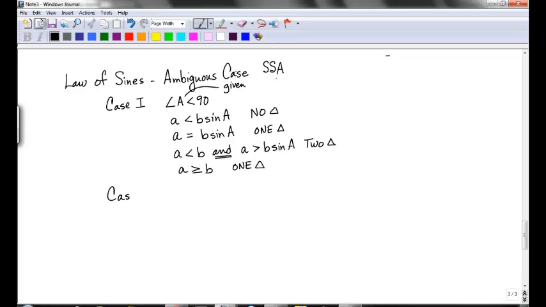The other one is case 2. Case 2 is where the given angle, angle A, is greater than or equal to 90. If side A is less than or equal to side B, and that angle is still the given angle, then it's no solution, no triangle. And if A is greater than B, it's one triangle.